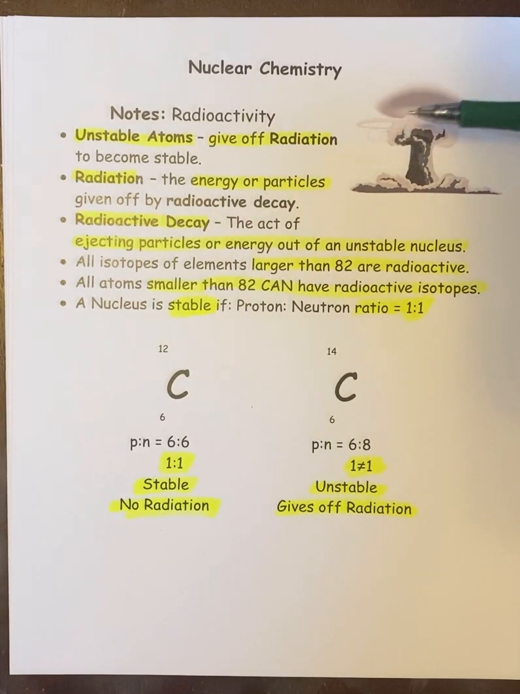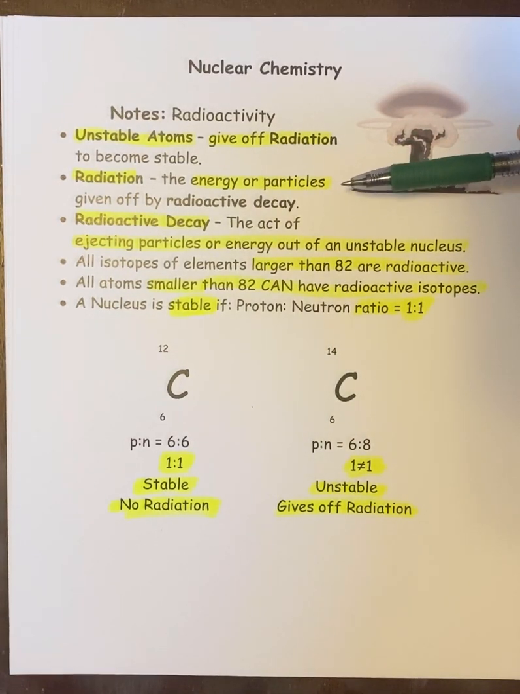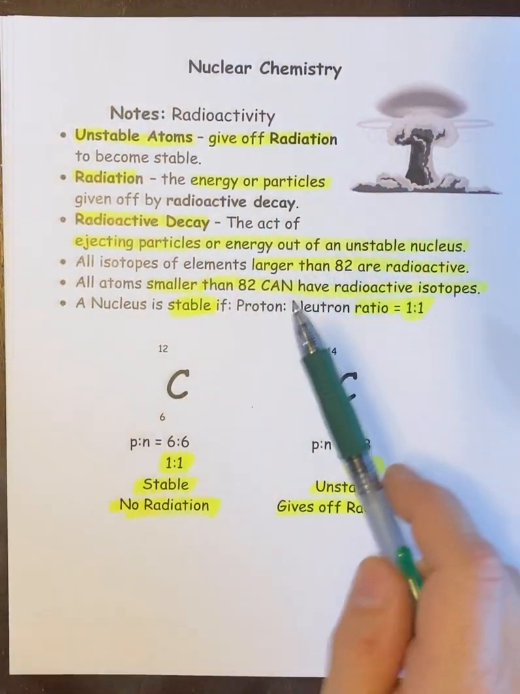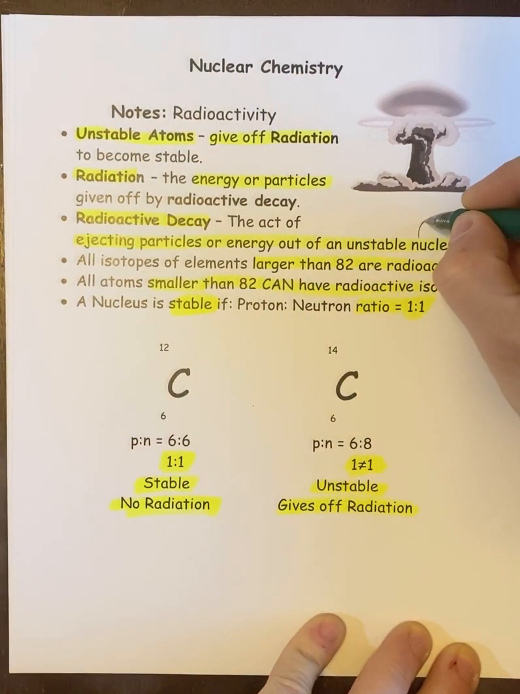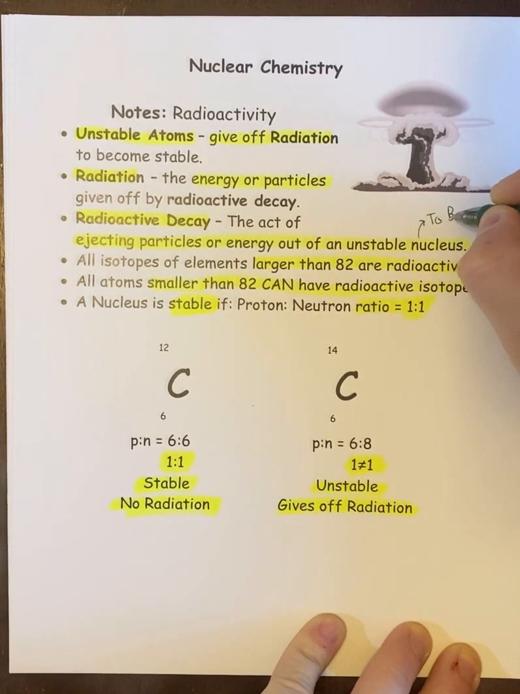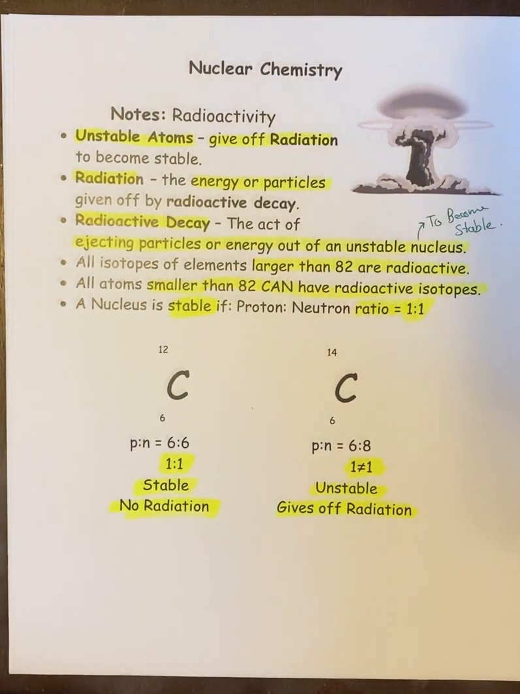Now what atoms do when they're unstable is they give off radiation. Radiation can be an energy or a particle that comes out of the nucleus of an atom. When an atom gives off radiation, it's called a radioactive decay. So the process of giving off radiation is called a radioactive decay, and it's the act of ejecting energy or particles from the nucleus. The reason it does this is to become stable.